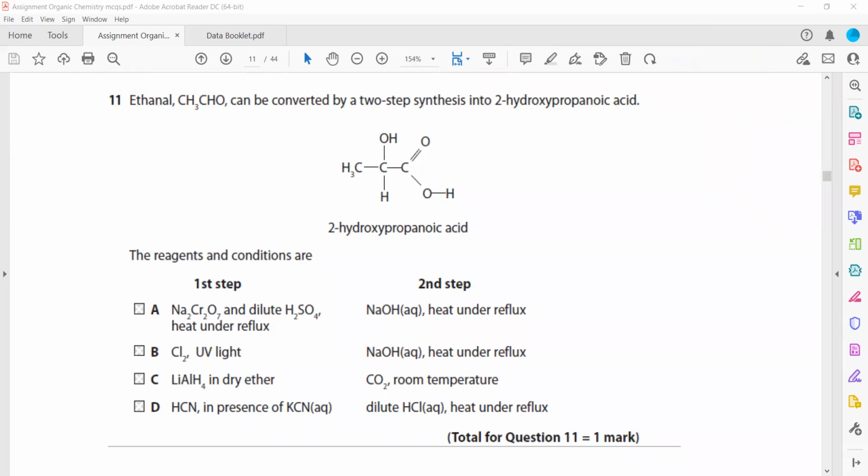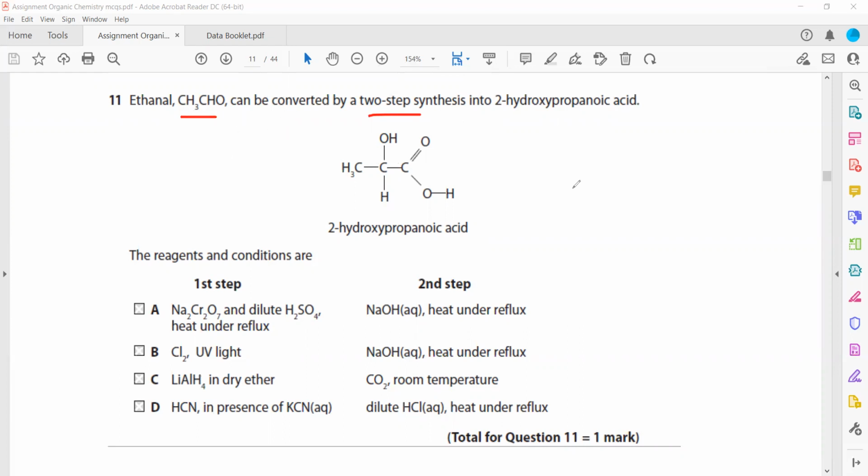Then another question. Ethanol can be converted by two-step synthesis to 2-hydroxypropanoic acid. So how can we convert this ethanol into 2-hydroxypropanoic acid? First we have ethanol, and we have to add a carbon to this.